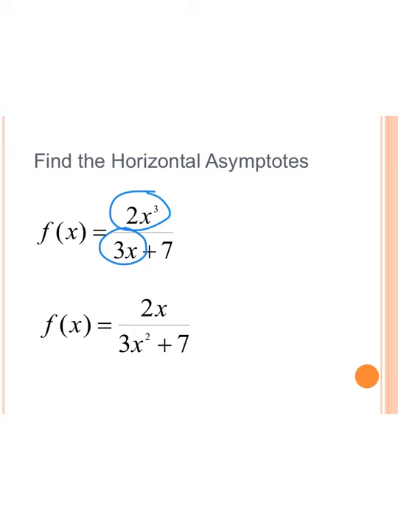Now that we've identified them, we're going to compare the exponents. For my numerator, the degree is going to be 3. For my denominator, the degree is going to be 1. So since my numerator has a larger degree than my denominator, this is going to be our scenario 3, and we actually have no horizontal asymptote.